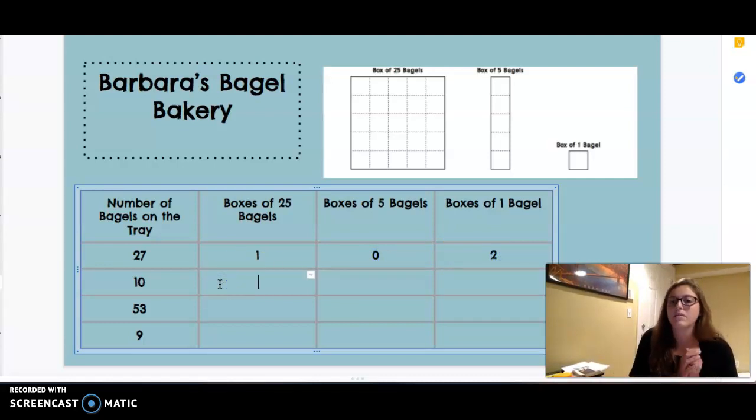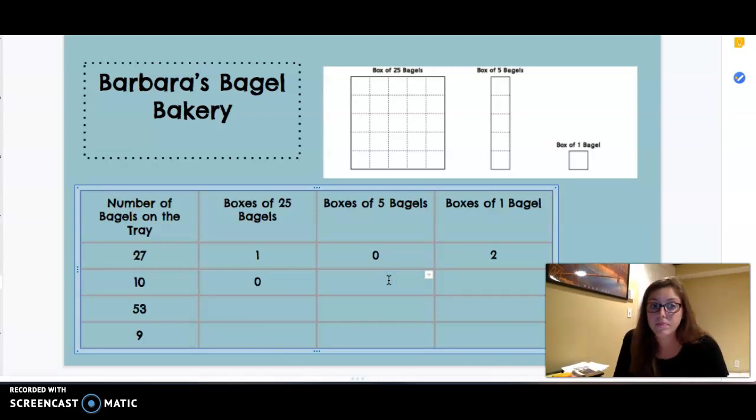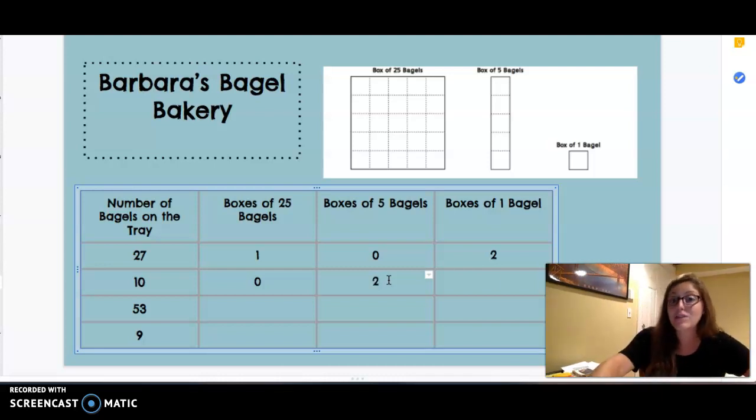He has 10 bagels on this tray. Well, I know he wouldn't use a box of 25 bagels because he only has 10. So I'm going to put a 0 there. Boxes of 5 bagels. Well, 10 is a multiple of 5, so I could probably think about how many groups of 5 I could make to get to 10. 5, 10. I could use 2. 2 boxes with 5 bagels each. That gets me 10. So when it comes to boxes of 1, he'd have 0.